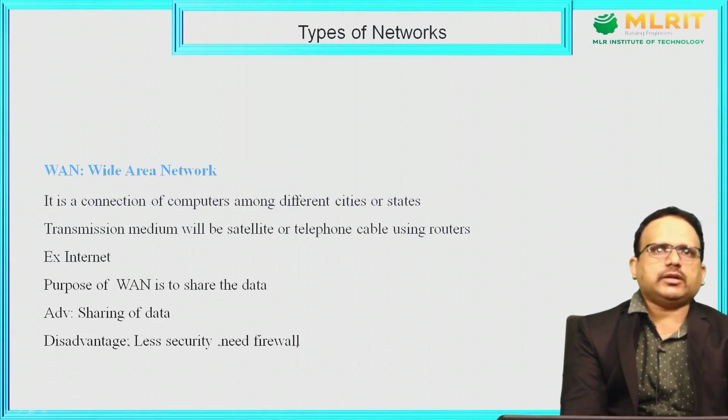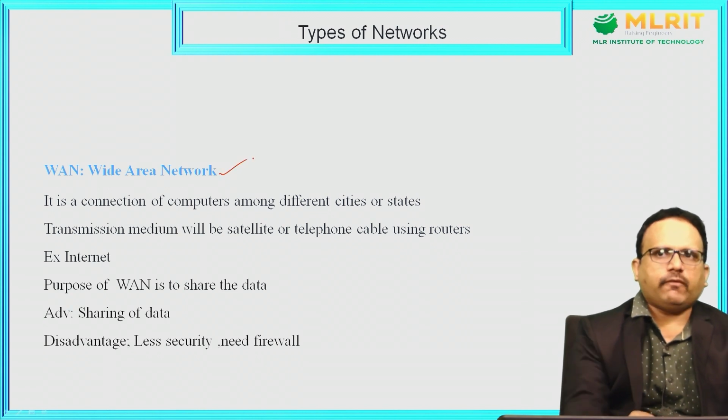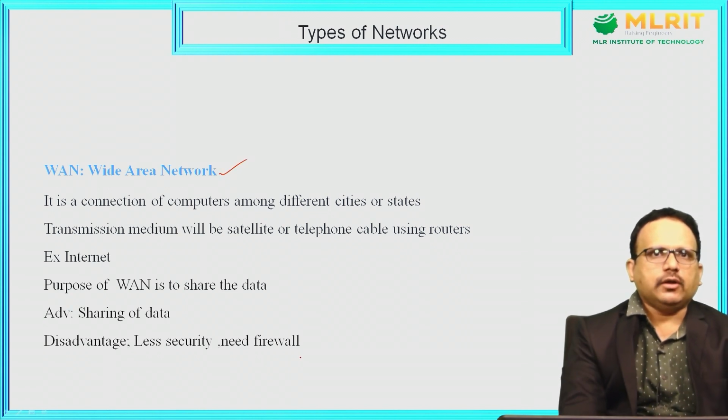Coming to the discussion regarding WAN. WAN stands for wide area network. It is a connection of computers among different cities or states. The best example is the internet. Here the transmission medium will be satellite or telephone cable using routers. The purpose of WAN is to share data, and the advantage is also sharing of data.